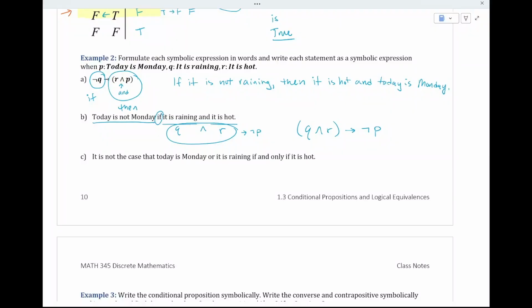Last one for this one. It is not the case that today's Monday, which is P, or it is raining, Q, if and only if it is hot, R. So let's see. It is not the case that today is Monday or it is raining. So I'm going to do not the case that P or Q, if and only if it is hot, R. There is this one using symbols.